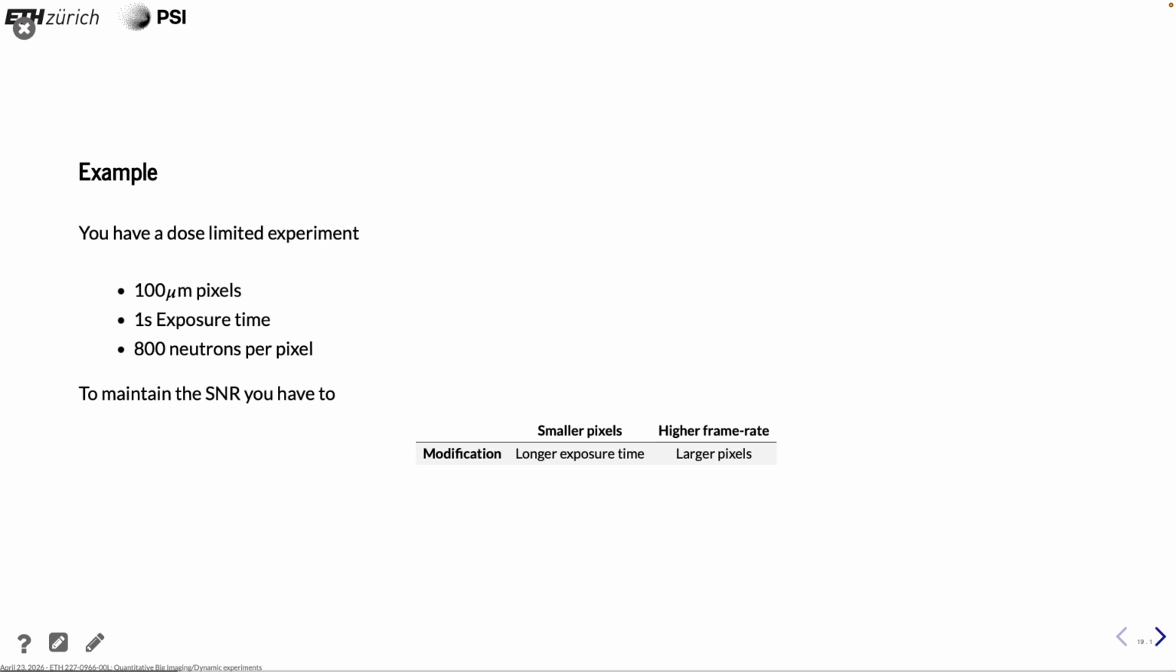So if we have, for example, a dose-limited experiment, say we have 100 micron pixels, 1 second exposure time, and here I'm talking about neutrons, but it could be any kind of radiation. Anyway, these are the boundary conditions for what you get. If you want to maintain the signal-to-noise ratio and want smaller pixels, then you have to increase the exposure time. And vice versa, if you want a higher frame rate, you need to increase the pixel size. So you can't have both.